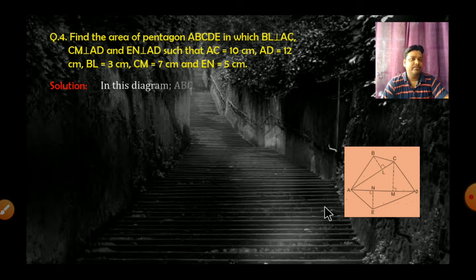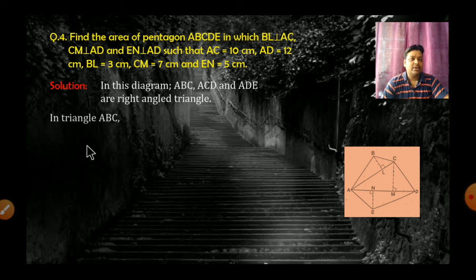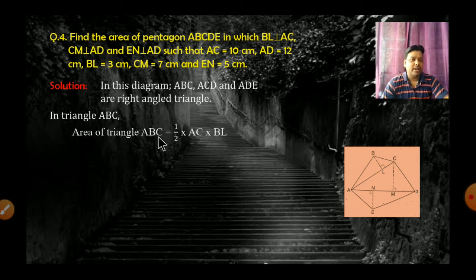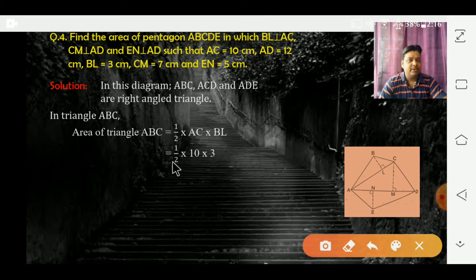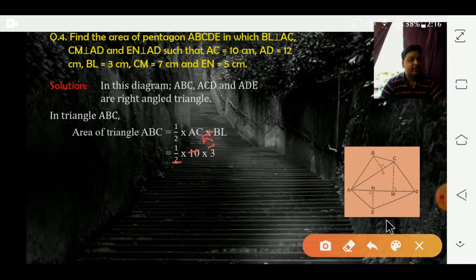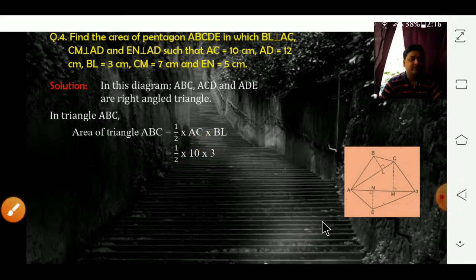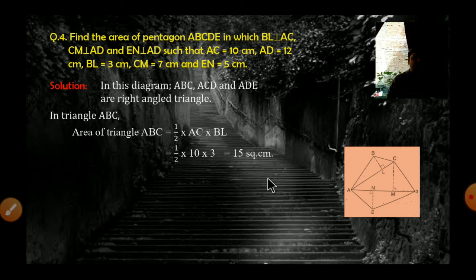So let's see. At first in this diagram, all three are right angle triangles, as I said. Now, let's start with triangle ABC, the first triangle here, the topmost triangle. In triangle ABC, AC is the base and BL is the height. So area of triangle ABC is equal to 1 by 2 into base into height, base is AC and height is BL. Both values are given, AC 10 centimeter and BL 3 centimeter. So we can put the value. Here you can see that 10 is divisible by 2. It means 5 times. So 2 5s are 10. Now 5 into 3 what? 15. So we can say 15 square centimeter because it is the area here.